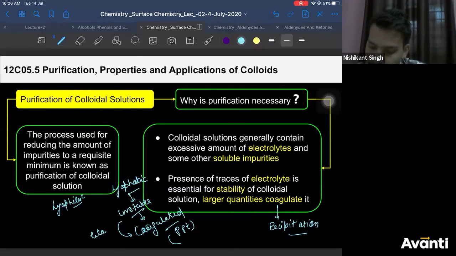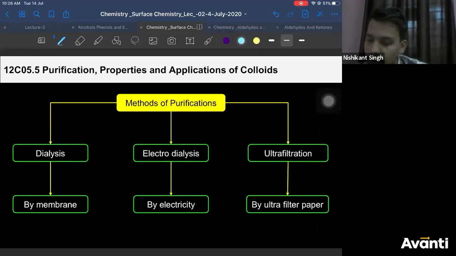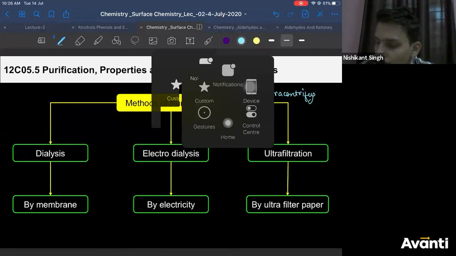By the presence of electrolyte. So a lot of electrolyte in the solution can cause precipitation of the colloidal solution. All right, so we have to discuss a few methods. What are those methods? We will discuss dialysis, electrolysis, ultrafiltration. There is one more we will discuss, that is ultracentrifugation. These four methods we'll discuss for the purification of colloids.